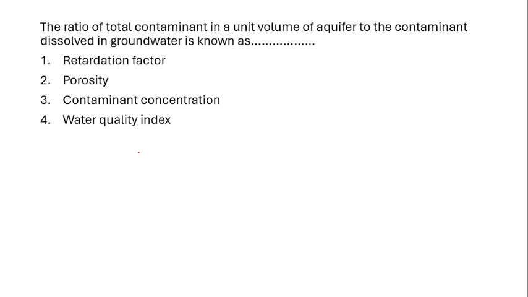Next, the ratio of total contaminants in a unit volume of aquifer to the contaminant dissolved in groundwater is known as, just now we have discussed. What is this? Retardation factor, porosity, contaminant concentration, water quality index. So the answer is retardation factor. Retardation factor is the ratio of the total contaminant in the aquifer to the contaminant dissolved in the groundwater. Okay.